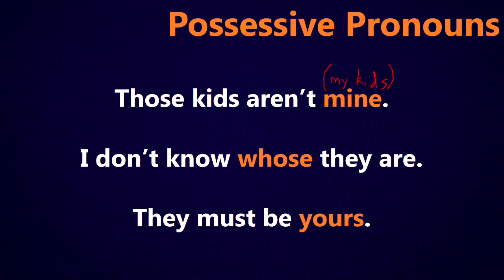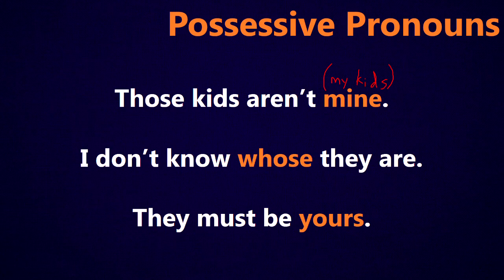Next sentence, I don't know whose they are. So whose here is a possessive pronoun, but we use it in questions. Or here we're using it as a relative pronoun or a connector. Basically, this whose is connecting they are to the verb over here, don't know.